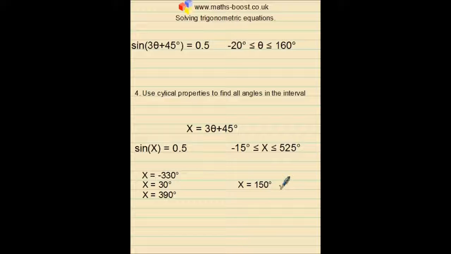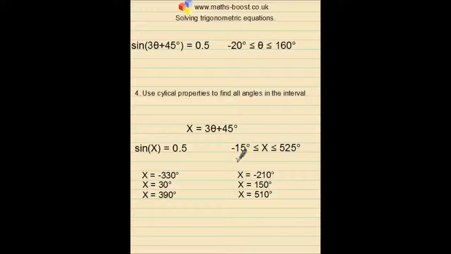I'll now turn my attention to the partner angle, and similarly I'll add 360 degrees. And again, I won't add another 360 degrees because I can clearly see that again will take me beyond the interval. But just to be safe, I'm going to subtract 360 degrees. And that gives me minus 210 degrees.